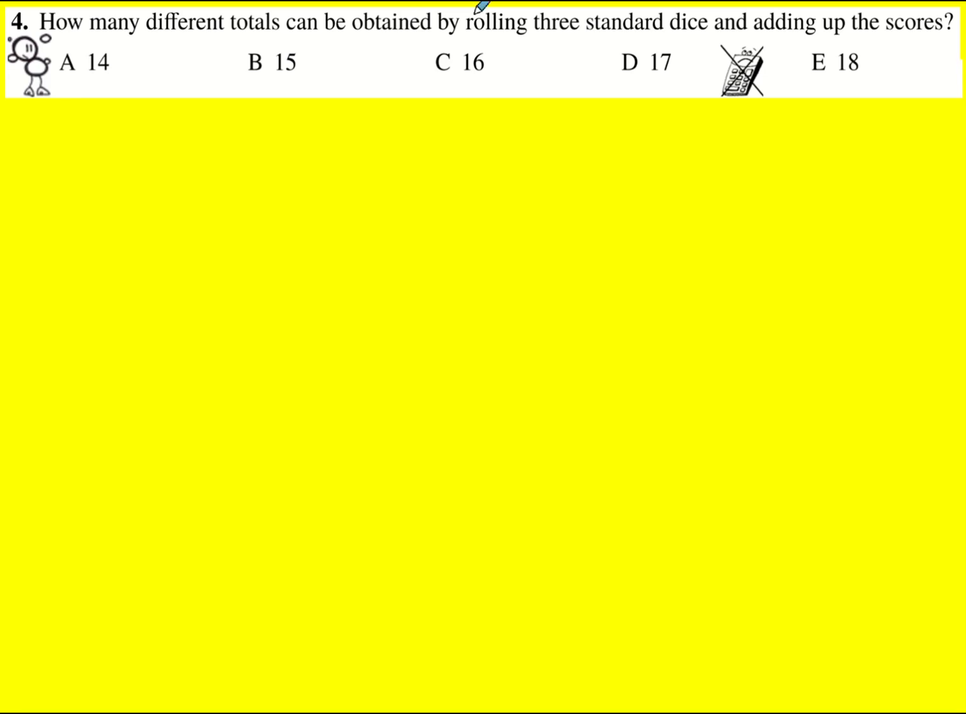The smallest number that you can get by rolling 3 standard dice and adding the scores is going to be 3 if you got 1, 1, and 1. And meanwhile, the highest will be if you get 6, 6, and 6, so 18. And it is possible to get every single score between.